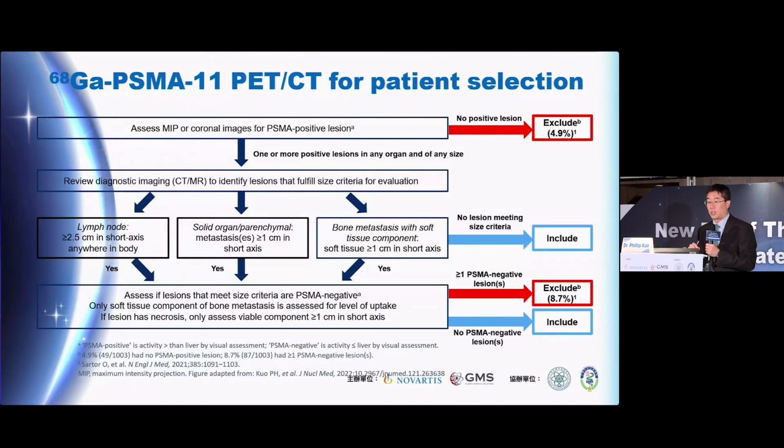Okay? So any lesion that meets that size criteria, you need to now look at the PSMA PET and make sure it has uptake greater than liver, or is PSMA PET positive. If it is the same as liver or less, even one lesion, they were excluded. In the VISION trial, 9% of patients were excluded based on that criteria. So overall, the exclusion rate by the PSMA PET criteria was about 15%.